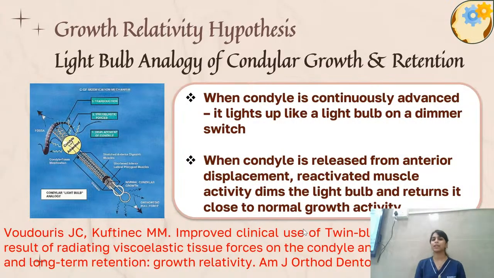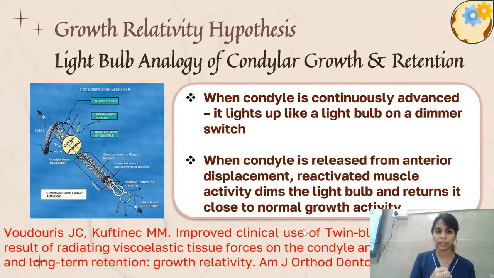So, this analogy of a light bulb of condylar growth and retention will let us understand the growth relativity concept or hypothesis in a better way. Let's just look at this image very carefully. Whenever there is an orthopedic pull force, the condyle is continuously trying to advance. This will lead to a phenomenon which will be similar to lighting up of the light bulb on a dimmer switch. So just look at this picture. There is an orthopedic pull force.